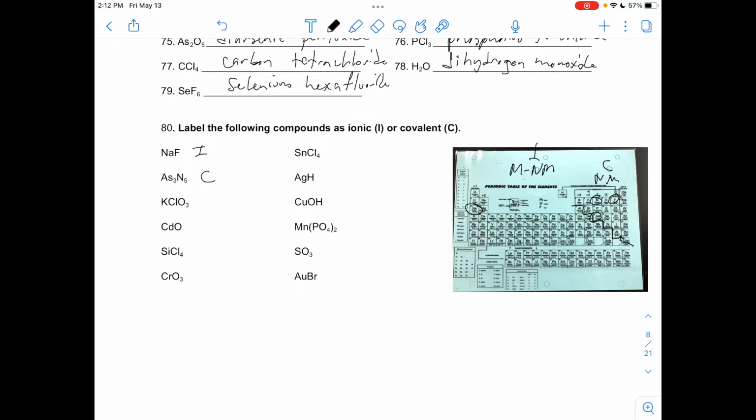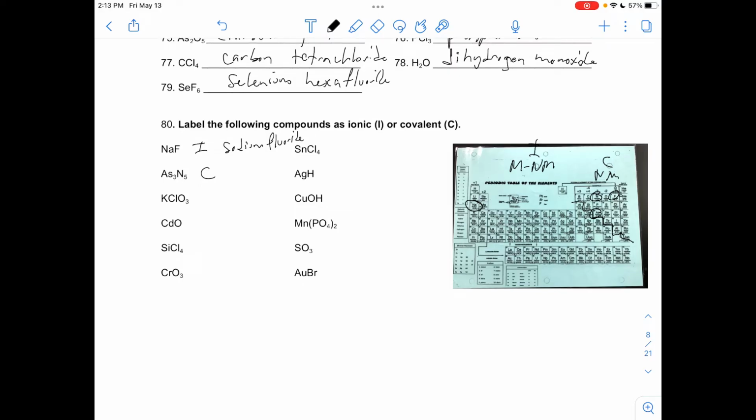Okay, KClO3, and actually we should practice naming some of these since we didn't have really any ionic practice, which ionic compounds are really easy, you just name them, no prefixes, so sodium fluoride. Okay, the next one is AsN3, so again 2 nonmetals, so triarsenic pentanitride.